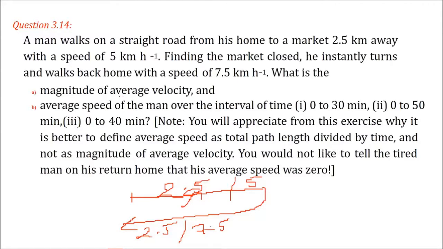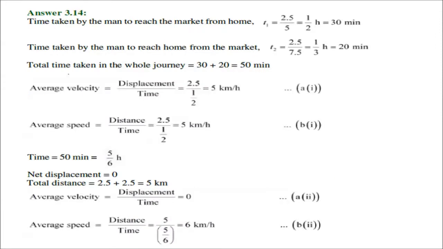So what is the magnitude of average velocity and average speed of the man over the interval of time, 0 to 30 minutes, 0 to 50 minutes and 0 to 40 minutes? So time taken by the man to reach the market: speed equal to distance by time. In order to find time, it will be time equal to distance by speed.